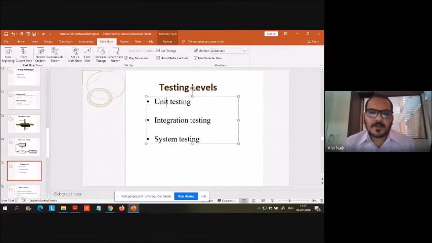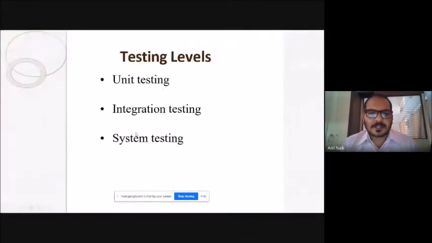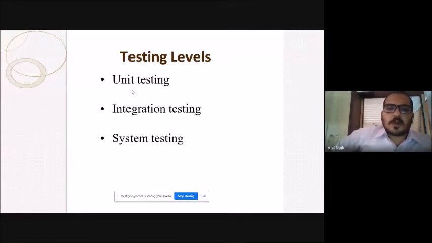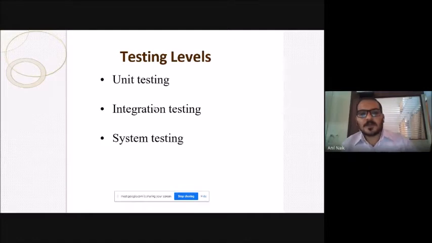Then testing levels are different, like unit testing, integration testing, and system testing. Unit testing means we test a small unit, a small module. Integration testing integrates all the different modules. And system testing, the whole system we will test. So that is system testing.